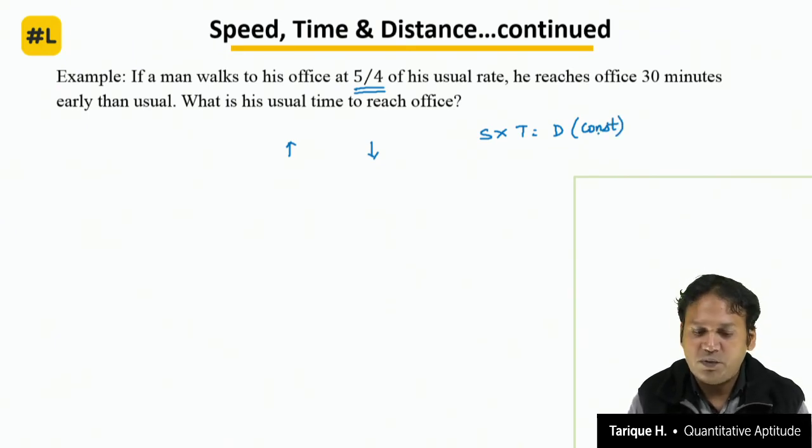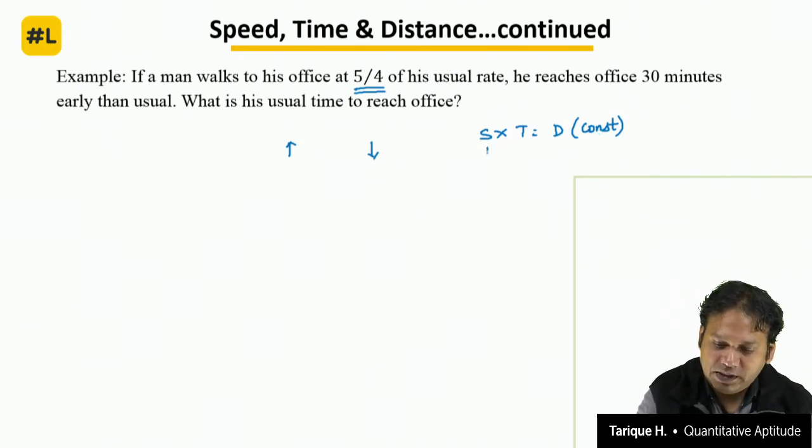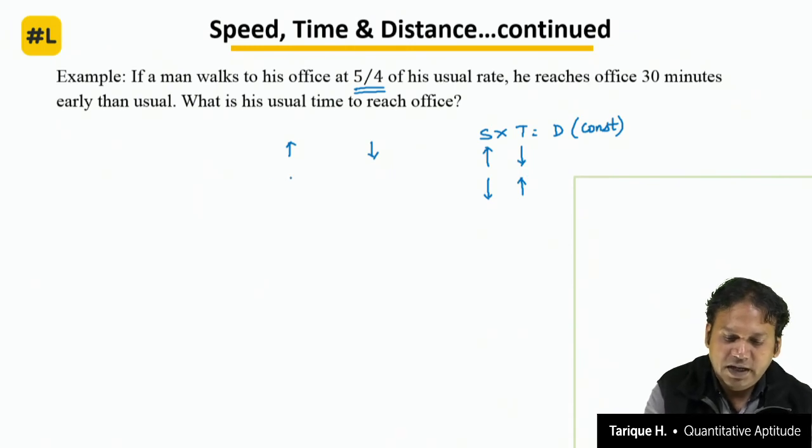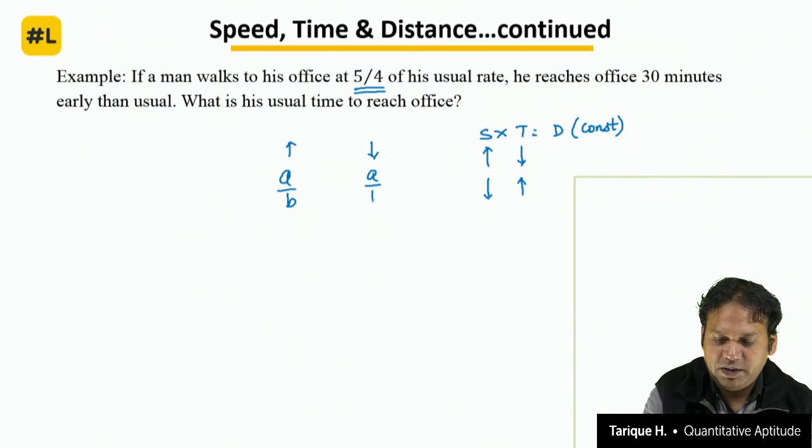He is going from home to office. Speed is increasing. If speed goes up, time will come down. We know speed and time are inversely proportional. If speed goes down, time will go up, and there is a formula for increase and decrease. If increase is a by b, decrease will be a by (b plus a), and if decrease is a by b, then increase will be a by (b minus a).